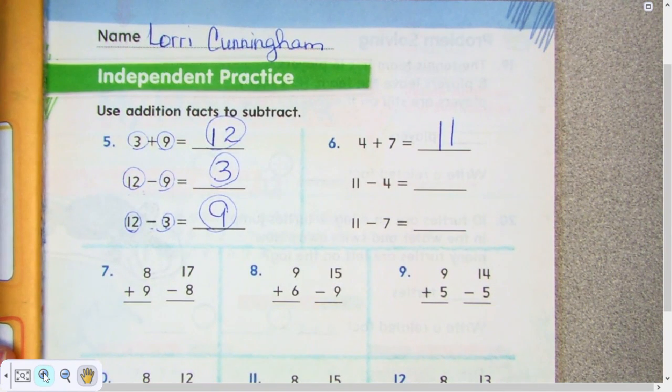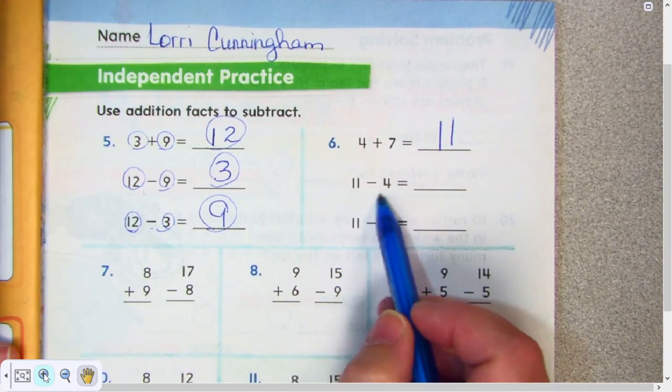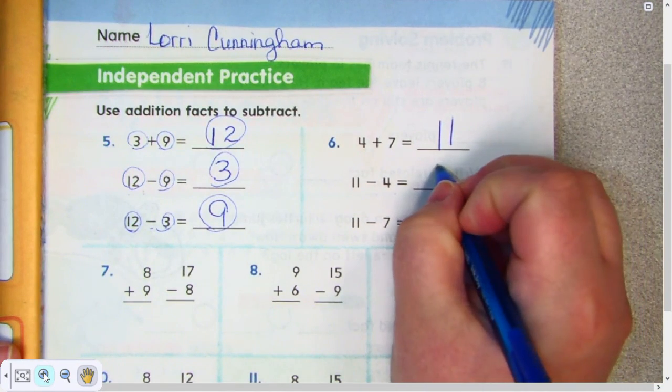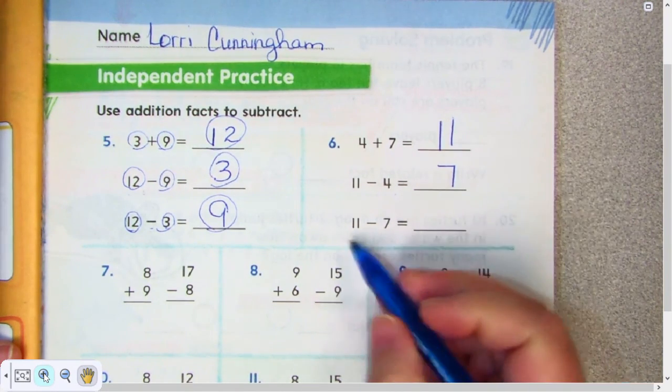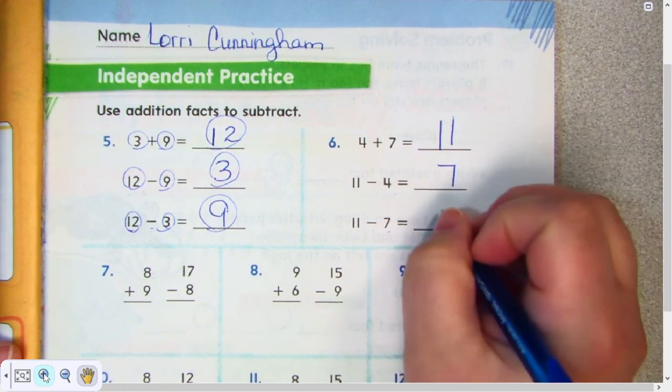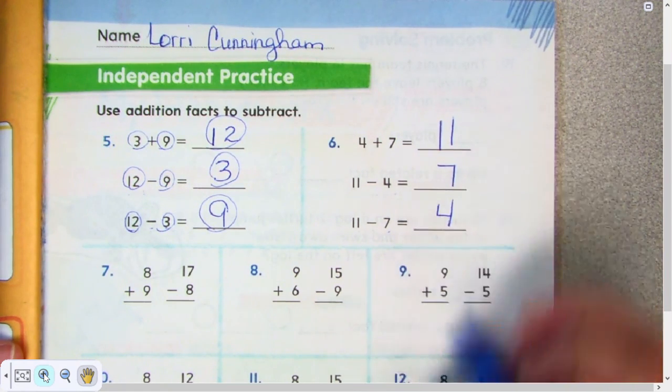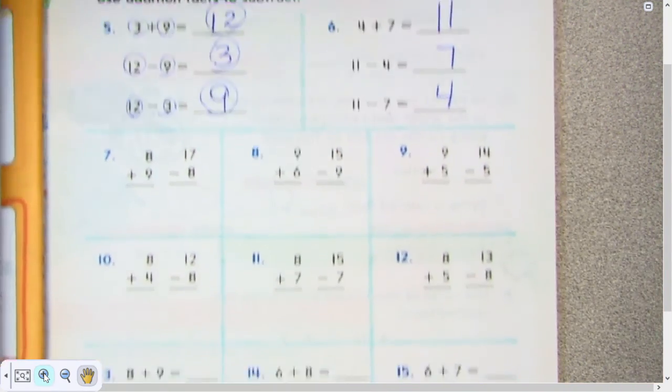All right, so now we have Big Daddy 11 minus 4. It's going to leave us with a 7. And 11 minus 7 is a 4. Oh my gosh, you guys are so great.